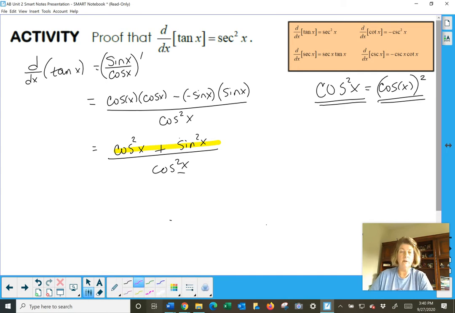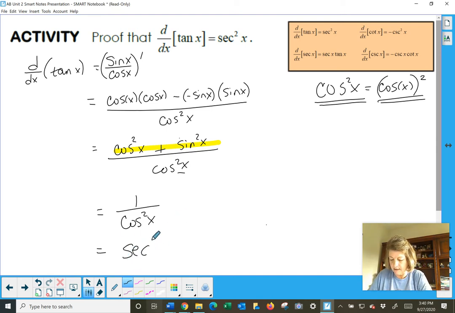It equals 1. And we get 1 over cosine squared of x. And we recognize that as cosecant. I'm sorry, it's not cosecant, because there's never two cos in a pair, right? Cosine and cosecant do not go together. It's secant squared x. So the derivative of tangent x indeed is secant squared x. Kind of a nice little proof.